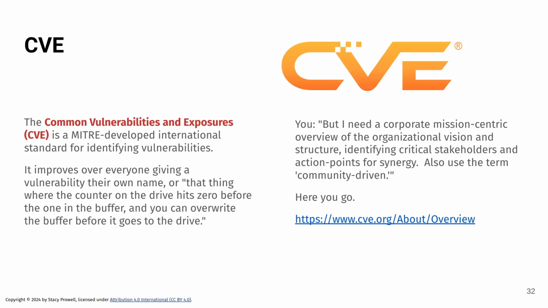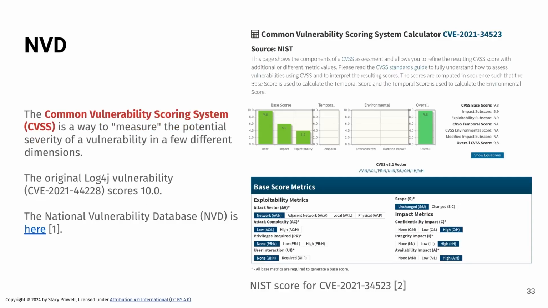So I mentioned the CVE, the Common Vulnerabilities and Exposures, and this is a MITRE developed international standard for identifying vulnerabilities. And it's a really good idea. So instead of trying to describe a vulnerability, give some nebulous description, that thing where this happens, you are assigned a vulnerability identifier, and everyone can use that identifier to talk about the same vulnerability. So if you want to know if your company has patched something or how bad it is, you can go and look it up.